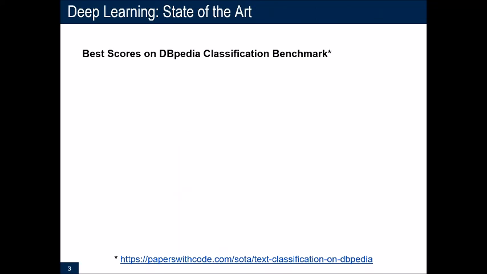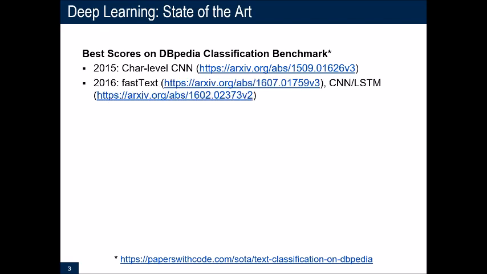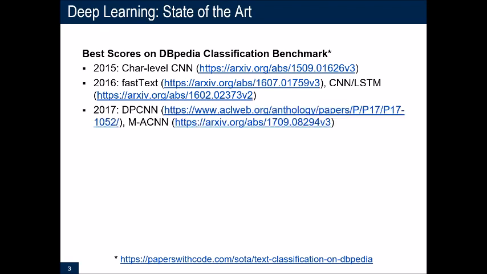And let's see how fast the state-of-the-art in deep learning is changing. And probably most of you already know the answer to this. So we're going to look at the DBpedia classification benchmark, how the best score on that has changed over time according to paperswithcode.com. So in 2015, a character-level convolutional neural network was the best performer. In 2016, Facebook released a strong baseline in their fastText model, and there was also a combined convolutional network and long short-term memory network. In 2017, there were a couple new convolutional network architectures that advanced the state-of-the-art.